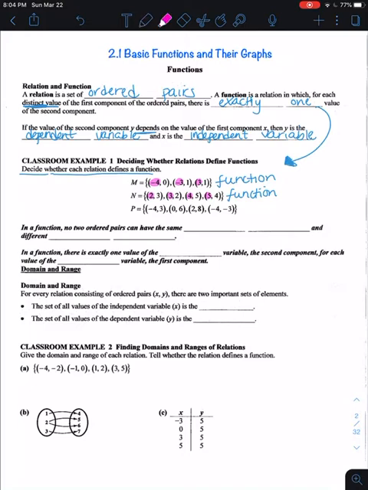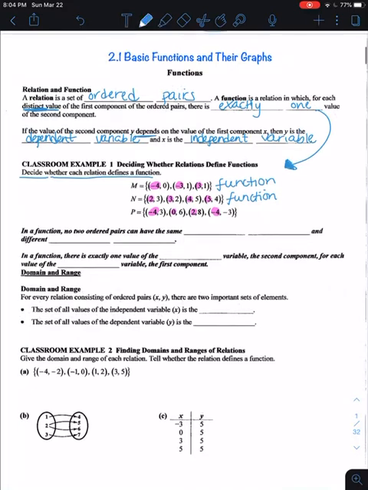Down to letter P, I have a -4, 0, 2, and then -4 shows up again. So you have the point (-4, 3), and you have the point (-4, -3). So -4 goes with 3 and -3. Therefore, since this -4 pops up twice, this is not a function. So again, just look at your x values. If it repeats, it's not a function. If none of the x values repeat, then you have a function.